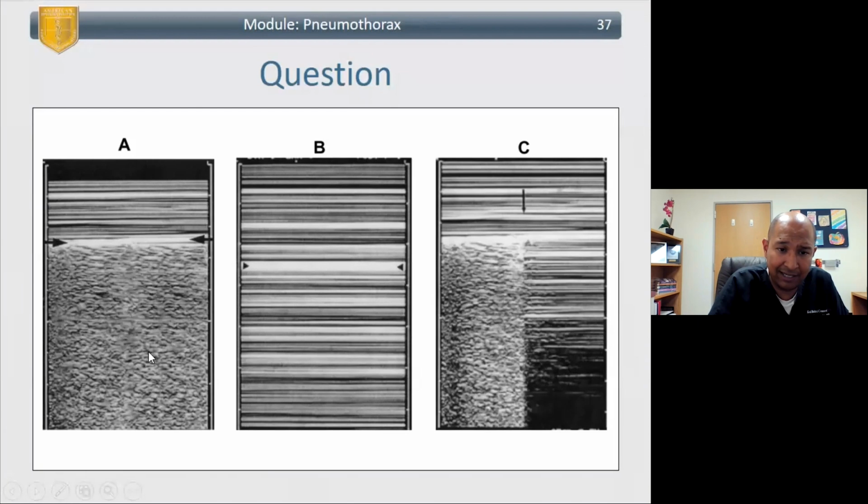Here's your pleura sliding down here. This is your soft tissue up there. B is what? Stratosphere sign or barcode sign. Uh-oh, look at this. There's so much air between that pleura, it's not even touching. And what is C? Well, C looks like it's half of A and half of B put together. So this is going to be what? Lung point. So this is going to be the most specific sign when we talk about diagnosing a pneumothorax.